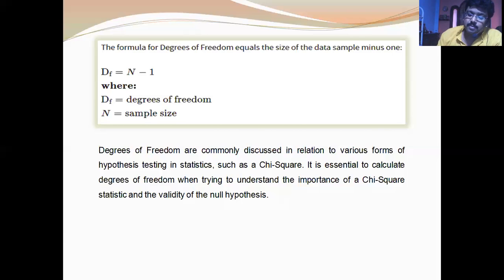So degrees of freedom has the contribution to the validity of an outcome. As in our previous example, there are 5 integers and 4 is the degrees of freedom. So degrees of freedom has an important role.